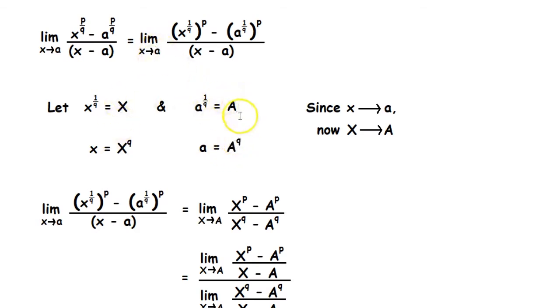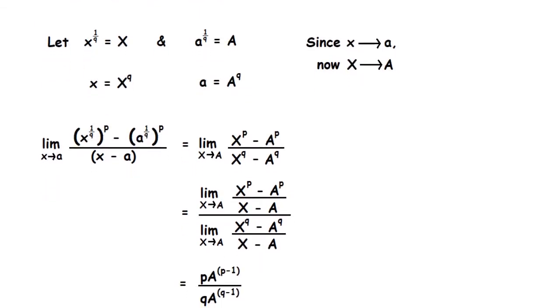So here since we made this substitution, earlier we had our limit as x tends to a. So now that will change to as capital X tends to capital A. So now let's simplify even more. So instead of this we write capital X to the power p minus capital A to the power p divided by capital X to the power q minus capital A to the power q. So now what we do is we divide the numerator and the denominator by x minus a, and also we find their limits separately.